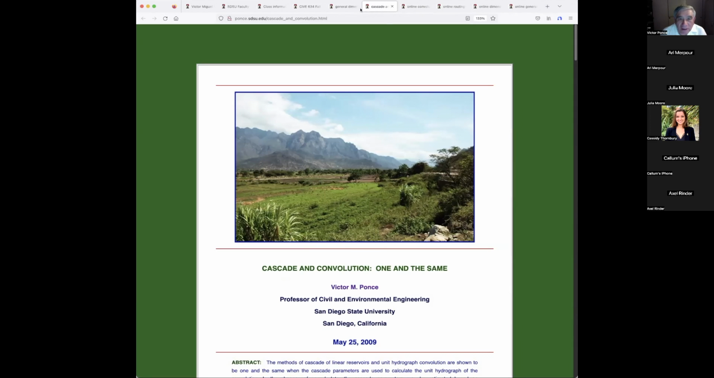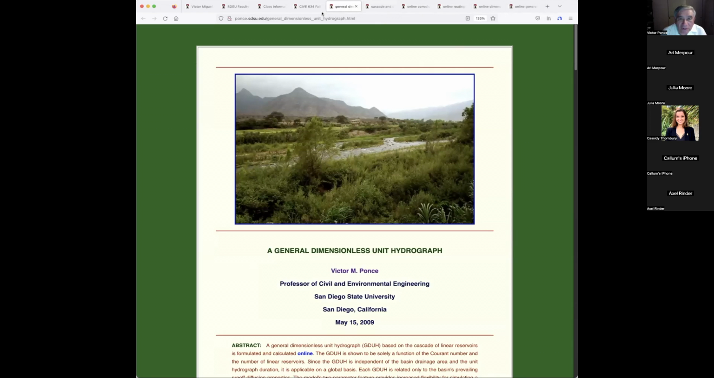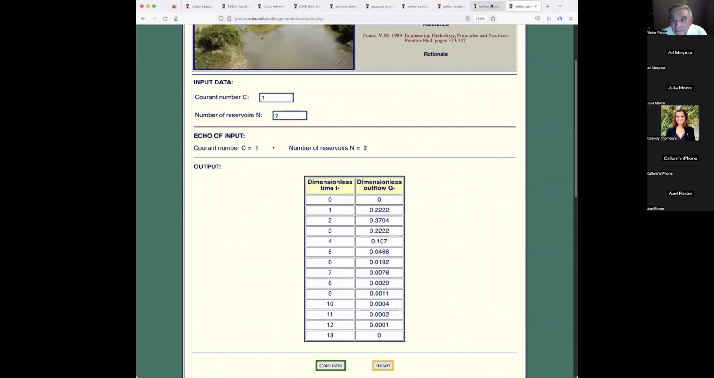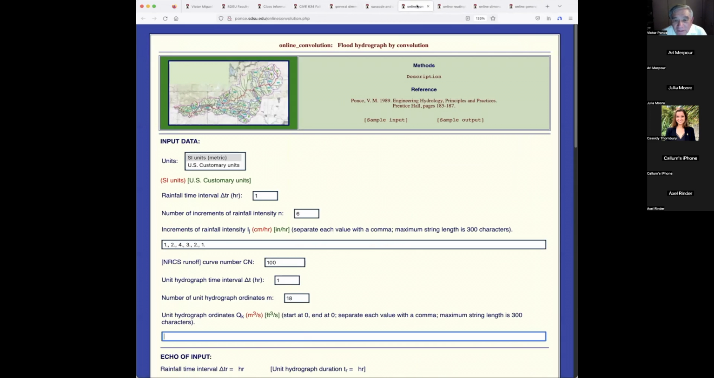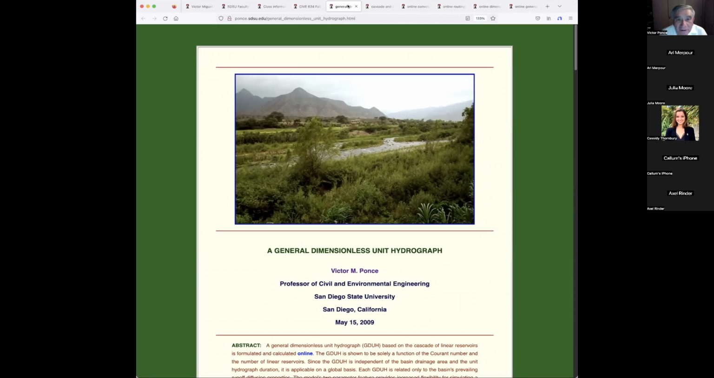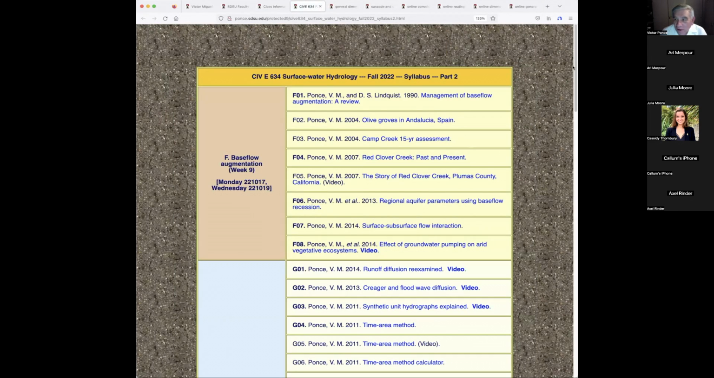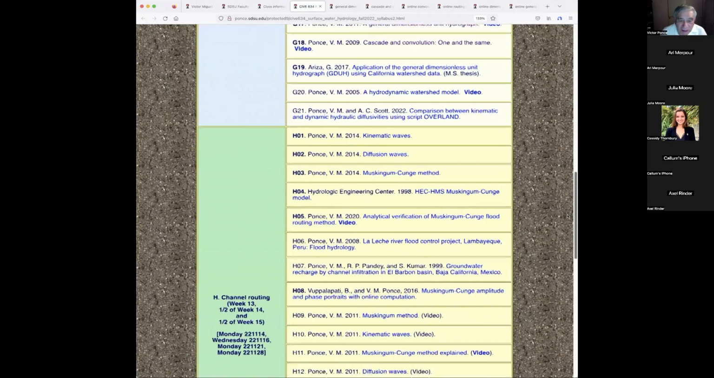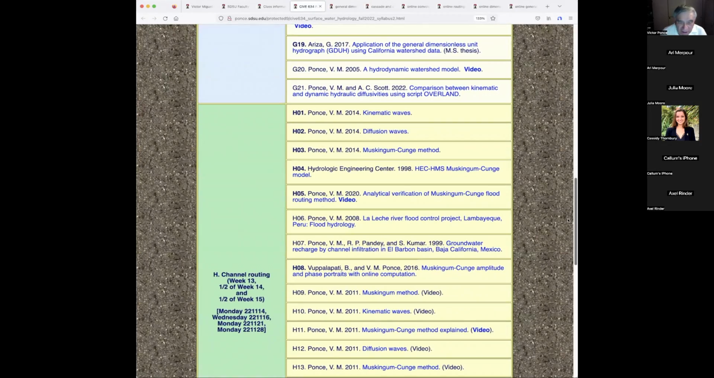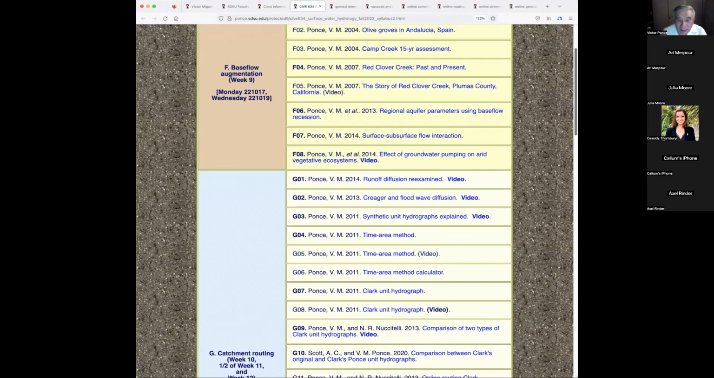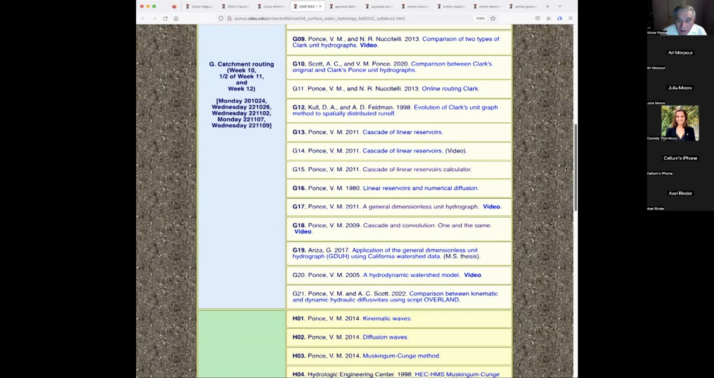Over here. No, I'm over here. No, where am I? Cascading convolution. Now I can't find myself. Here we go. Okay, here we go. We're back in here. Are you seeing this now or not? The syllabus? Yeah, we see the syllabus. Okay, the syllabus. So now we are in here now.